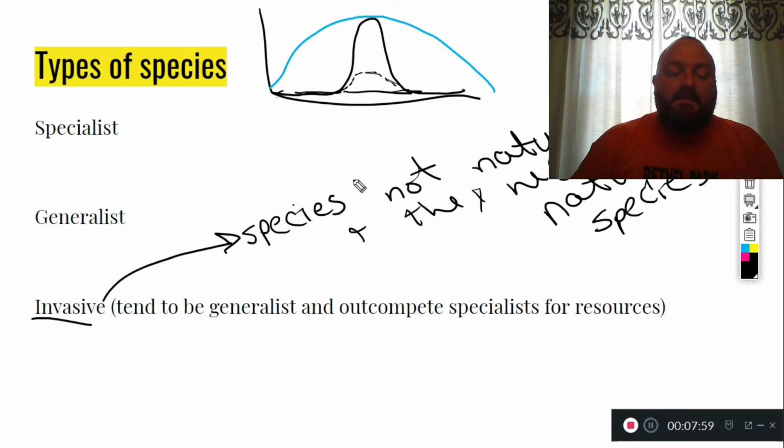Invasives tend to affect the specialists more than generalists because say that this invasive is, let me get a different color here, I'll put the generalist species in pink here.